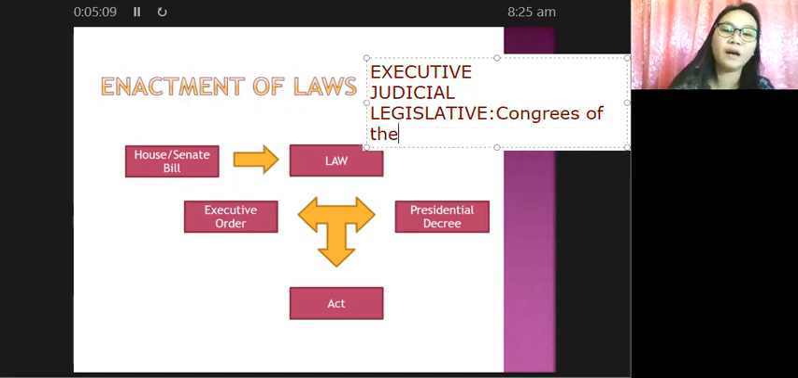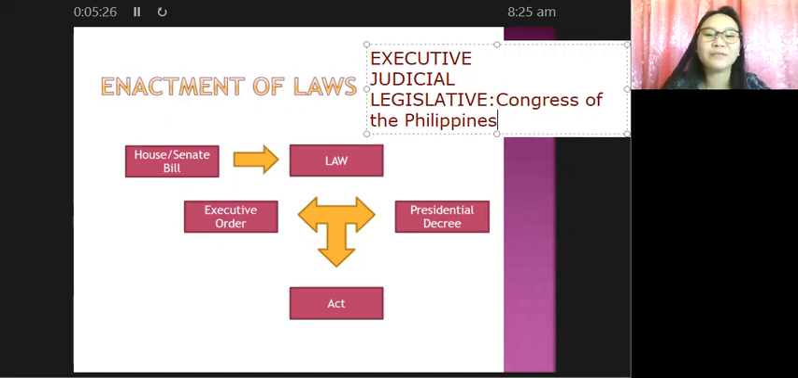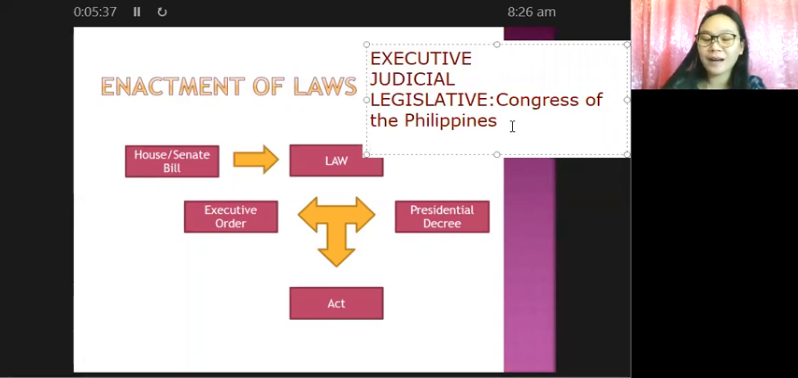When we talk about the legislative branch of government, this would include the Congress of the Philippines. Take note that the Congress of the Philippines has two houses, or two chambers. The first chamber, the lower house, is referred to as the House of Representatives.